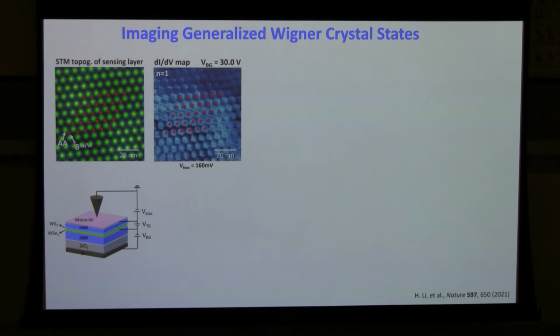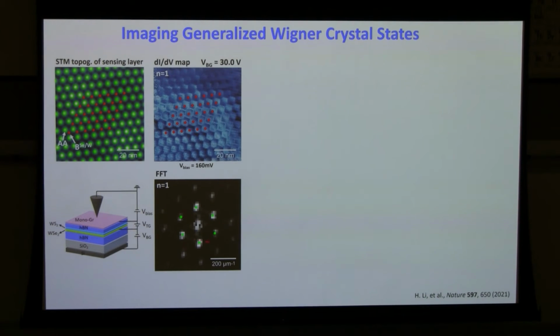We can also take a Fourier transform of this structure, and there's the Fourier transform. You can see this hexagonal lattice structure. What you're seeing here is the smallest reciprocal lattices of this lattice, which matches the moire lattice structure. So that's consistent. So what we did then is we tuned this backgate voltage to reduce the number of electrons in our heterobilayer. We reduced it to n equals 2/3, 2 electrons for every 3 moire unit cells.